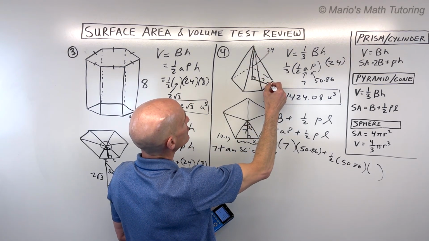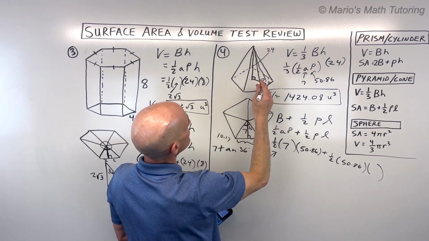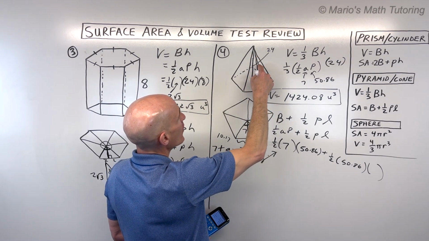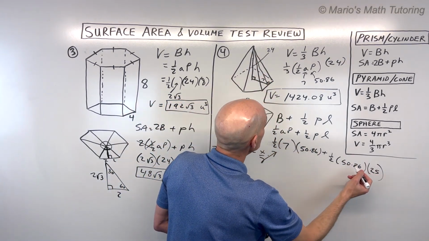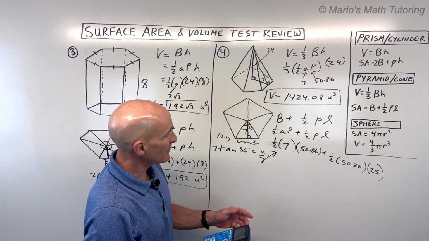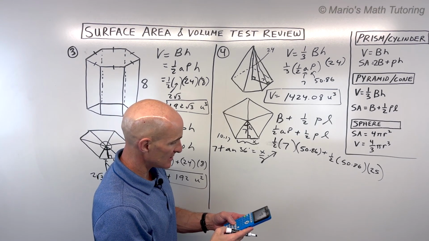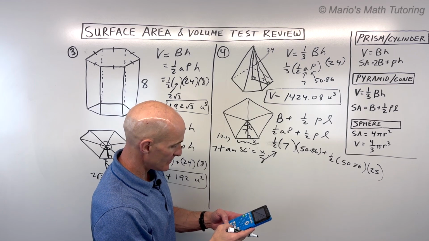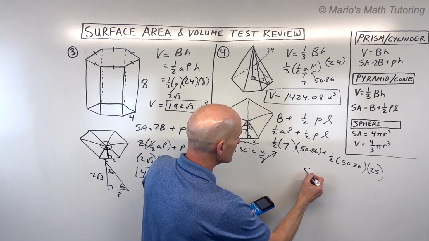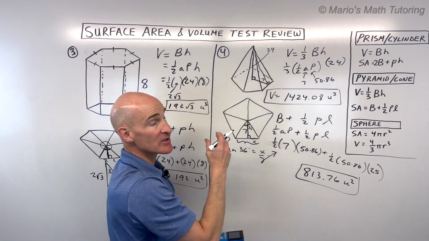Now the slant height, we're going to have to draw this in right here. It's basically the height of one of these triangles here that makes up the sides of the pyramid. And I can see that this is a 7, 24, 25 Pythagorean triple. You can also do the Pythagorean theorem, 7 squared plus 24 squared equals c squared. Okay, so if we simplify this now, we've got 0.5 times 7 times 50.86 plus 0.5 times 50.86 times 25. Okay, so I'm getting approximately 813.76 units squared. So that'll be the surface area.